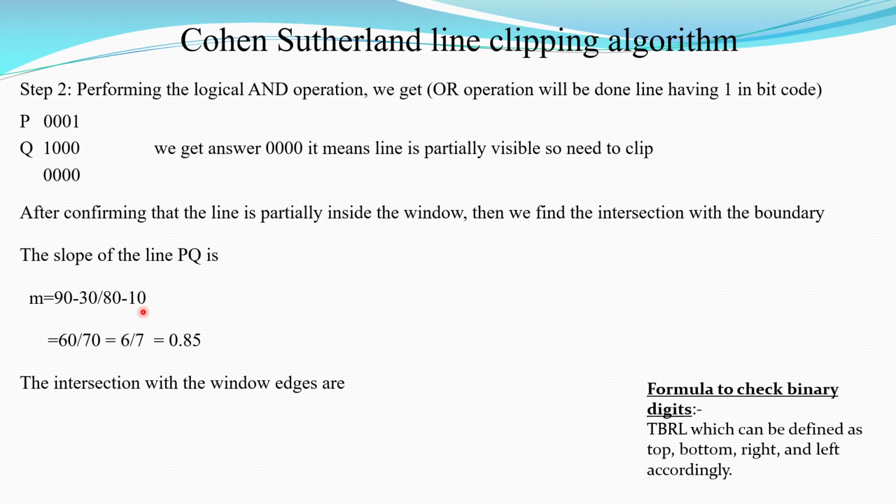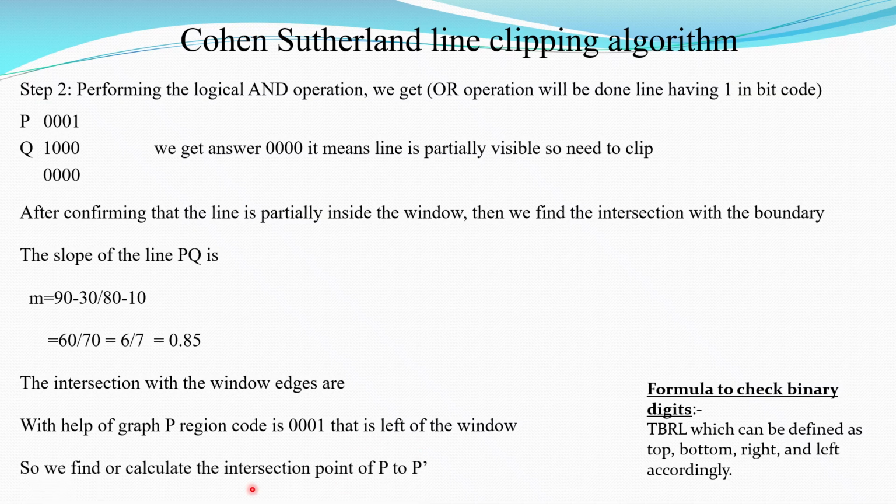Now, what's next? P's region code is 0001, that is the left of the window. Then we have to calculate the intersection point from P to P dash. What is the formula for top, bottom, right, left? According to that we got the region code, and with the help of the region code we get the slope value of line PQ. Then we calculate P to P dash, the intersection. We know the intersection is with the left window boundary, right?